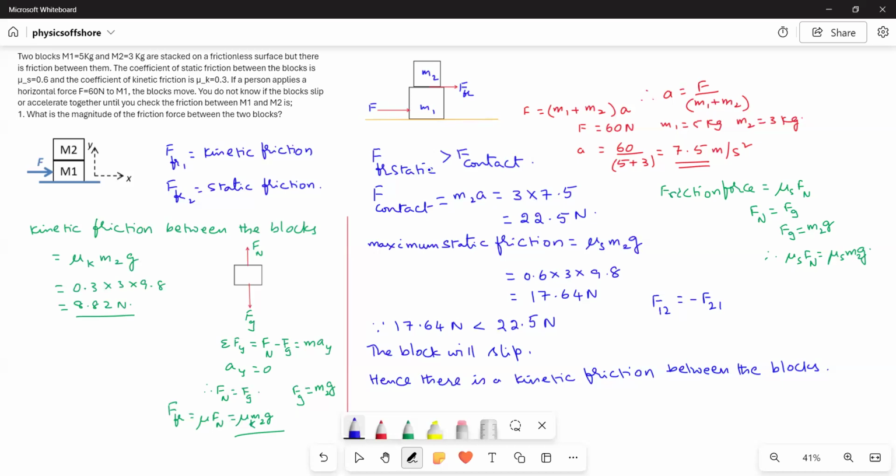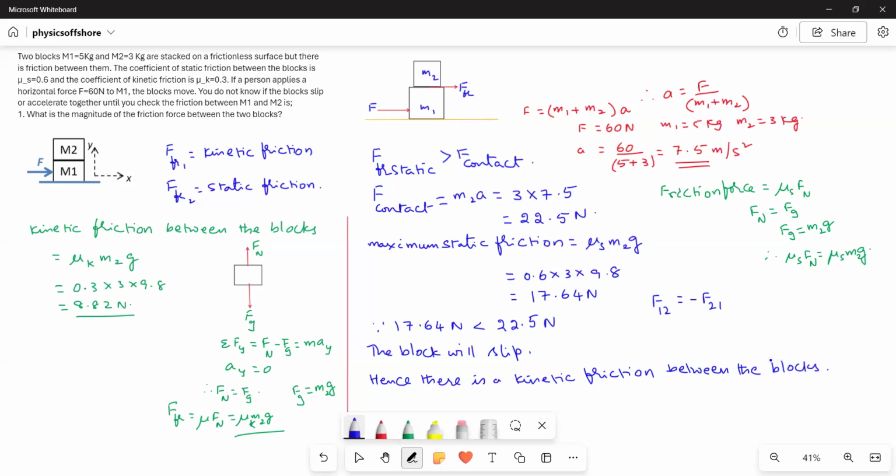Now, according to the condition, we have to find the maximum static friction. We know the coefficient of static friction given in the question is 0.6. Maximum static friction is equal to 0.6 times 3 times 9.8, that is 17.64 newtons. Obviously, 17.64 newtons is less than 22.5 newtons. The top block will slip. Understood? It will not stick to the lower block and it will slide on the lower block. Therefore, the friction between the blocks is the kinetic friction.